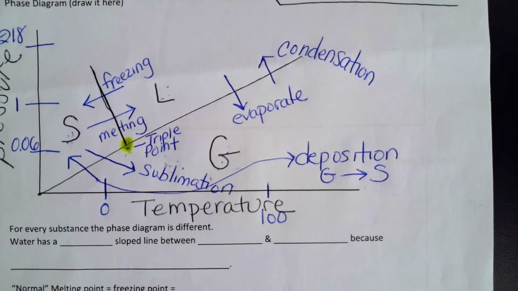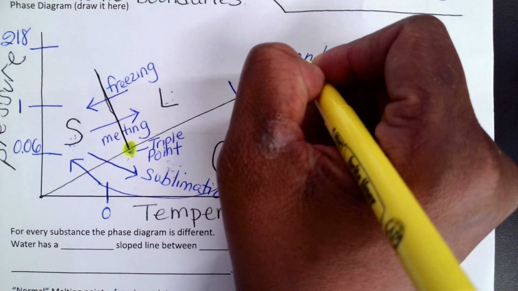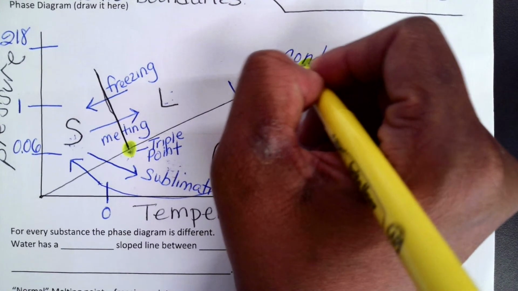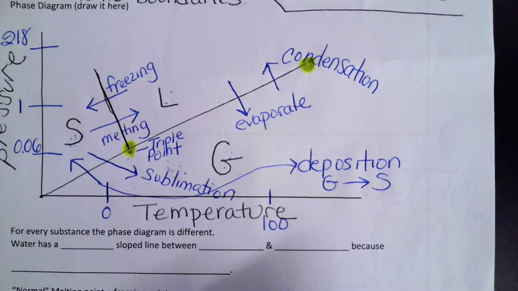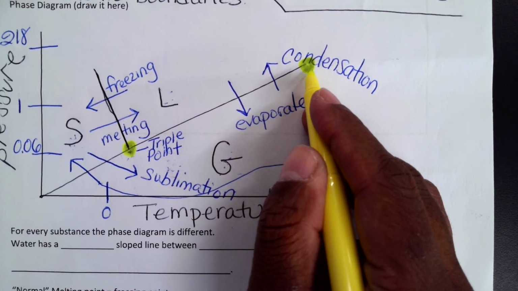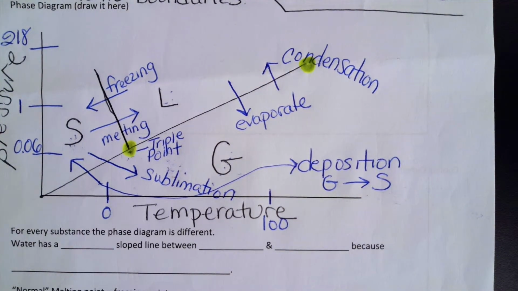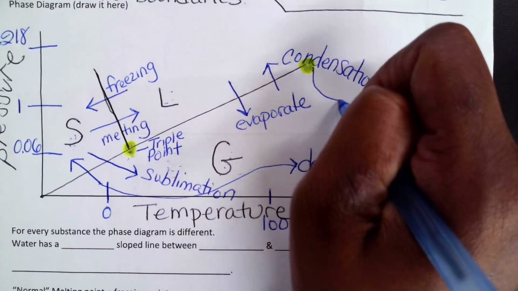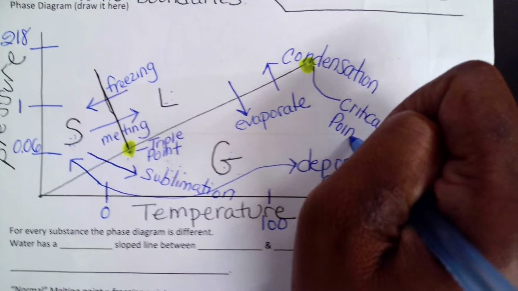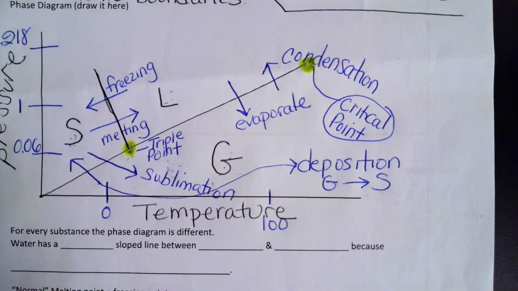Based on your picture, put a little circle at the end of this line here, depending on how long you stretched your line out here. Put a circle at the end of this line here. This is what we call the critical point. That's the critical point.